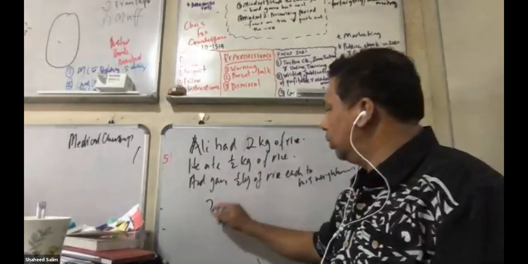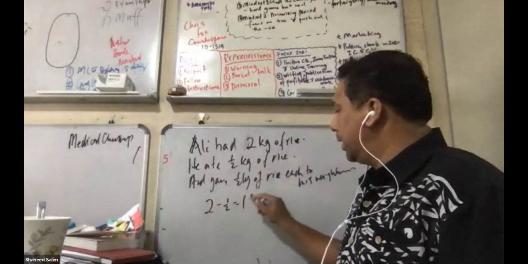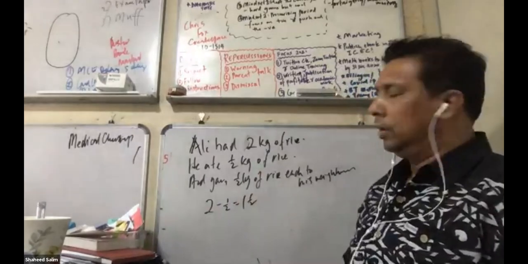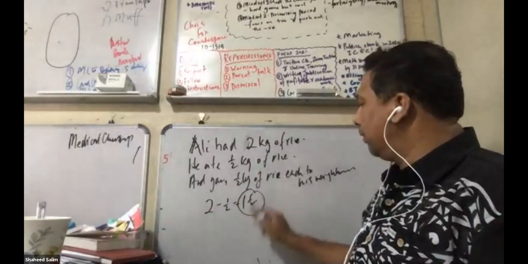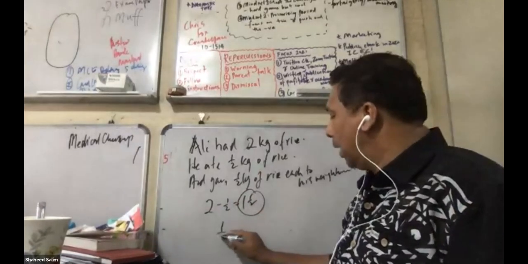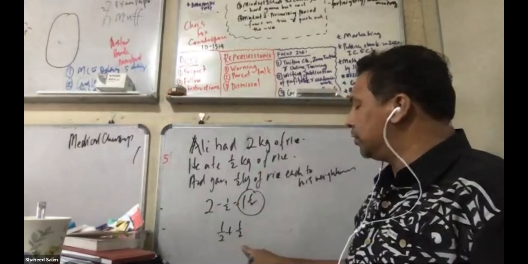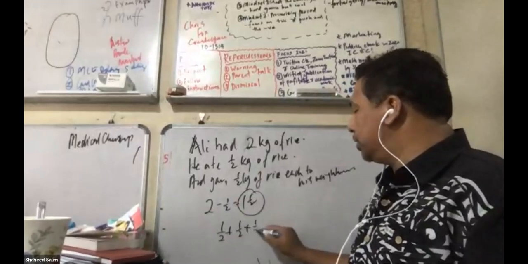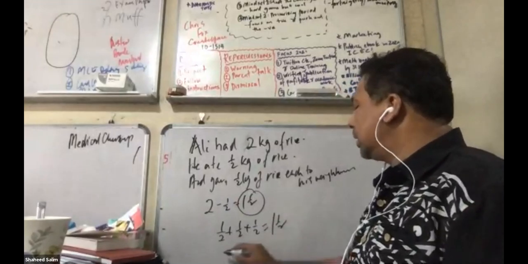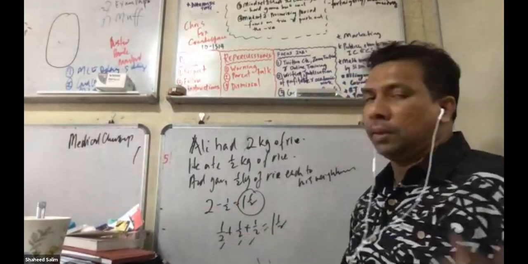So first of all, 2 kg minus half kg, 1.5 kg left. This one is going to give 1.5 kg to the neighbors. You have one neighbor receive half kg, another one get another half kg. Half and half is already 1. A third half makes 1.5 kg. So he can only give to 1, 2, 3 neighbors.